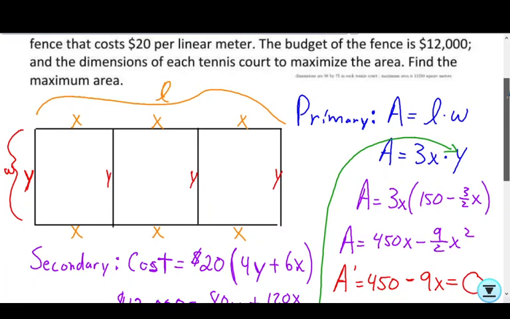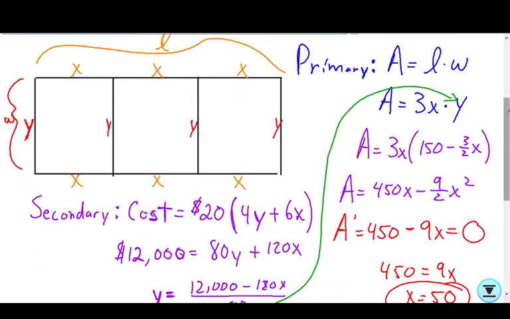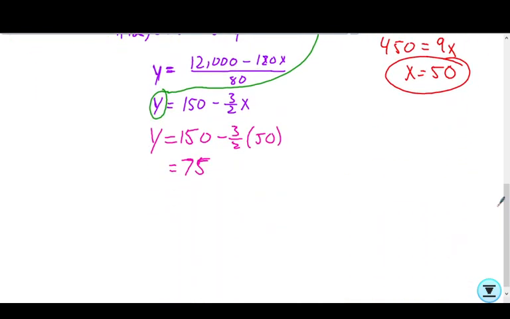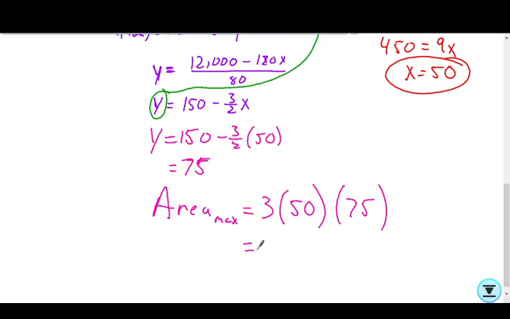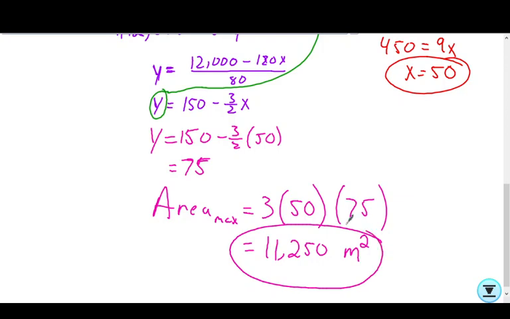It also tells us to find the maximum area. So now we're going to use this equation to find my maximum area. Area max is going to be equal to 3 times x, which is 50, times y, which is 75, which gives me 11,250 square meters. And that is my maximum area.